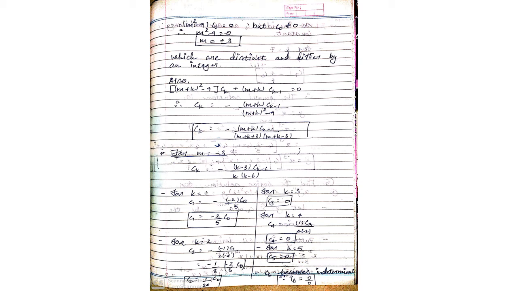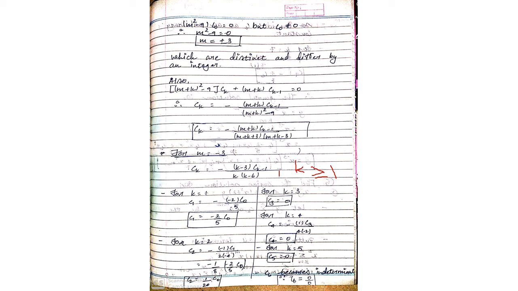Part 1 will be for the smallest root, and that is here −3. So applying m equals −3 in the s_k form, s_k equals −(k − 3)s_{k−1}, and here −3 + 3 will be 0, so k as it is. Here again −3 − 3 will be −6, so k − 6. So this will be your s_k, where k is greater than or equal to 1, because if you put 0, then c_{−1} is not possible.